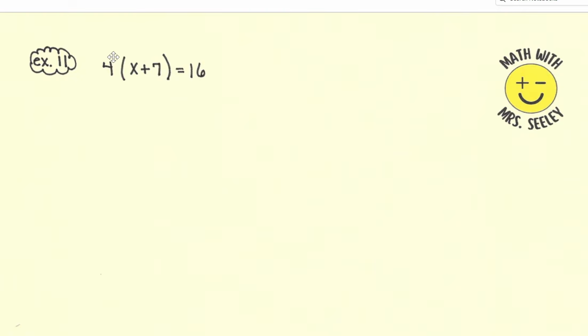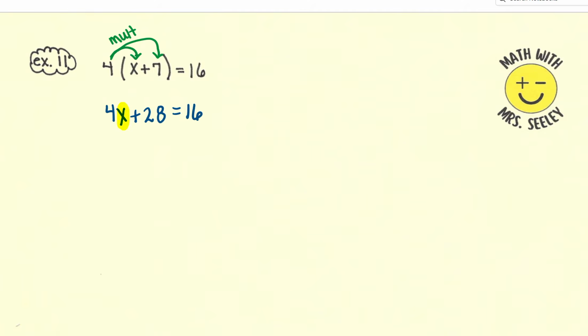the distributive property. So the first thing is to take that 4 and multiply it through. That 4 is kind of joined to that parenthesis by multiplication. So I will say 4 times x is 4x. 4 times 7 is 28. And then bring down your equals negative 16.